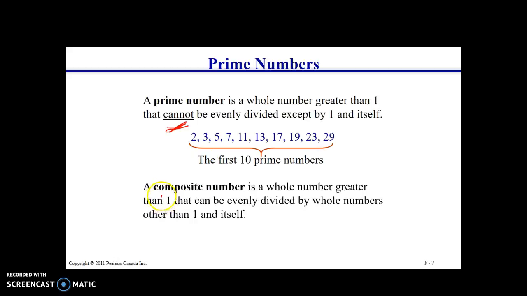A composite number, on the other hand, is the opposite. It's a number that can be divided by some number other than 1 and itself. Okay, so if we take a look at 24, for example, I could break that down a bunch of ways. We could break that down as 2 times 12, 3 times 8, or 4 times 6. So 24 is what's referred to as a composite number.